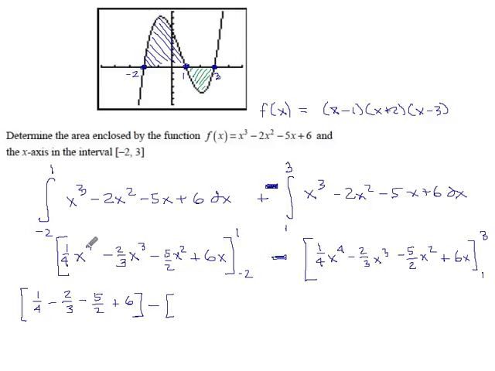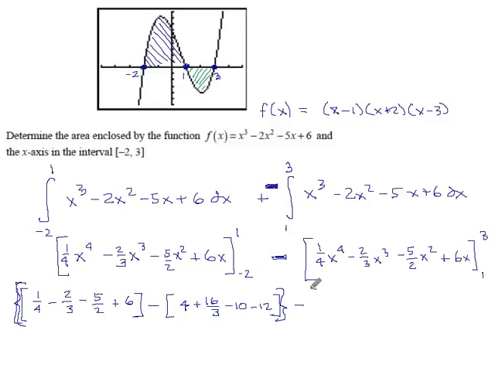2 to the 4th power is 16. Divided by 1/4 is, or times 1/4 is 4. Negative 2 to the 3rd power is negative 8. Times this would be positive 16/3. Negative 2 squared is 4, times this is minus 20/2, which is minus 10. And 6 times negative 2 is minus 12. Okay, so all that is our first integral. Sorry, I shouldn't stack square brackets. We'll go to braces here.